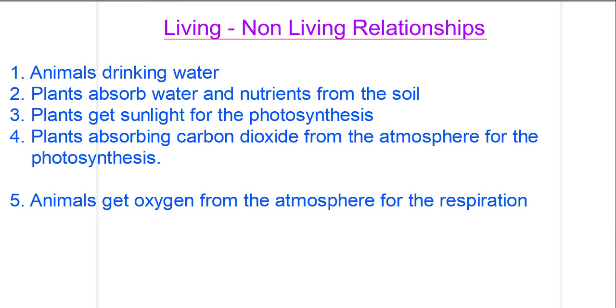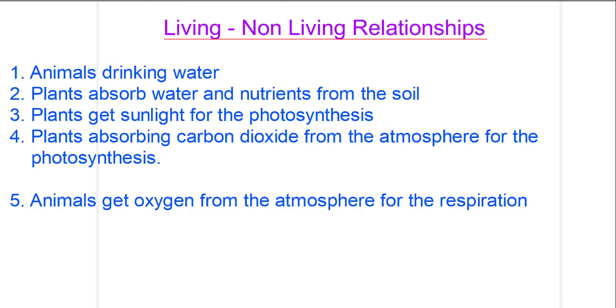The energy is also there, along with water, soil and other matter. Sunlight is an energy. Plants get sunlight for photosynthesis. Number 4, plants absorb carbon dioxide from the atmosphere for photosynthesis. Plants living, carbon dioxide non-living. Because living and non-living, we need all of them, children. Number 5, animals get oxygen from the atmosphere for respiration. Animals living, oxygen non-living, children. Please take another 1 minute to write this down, children.